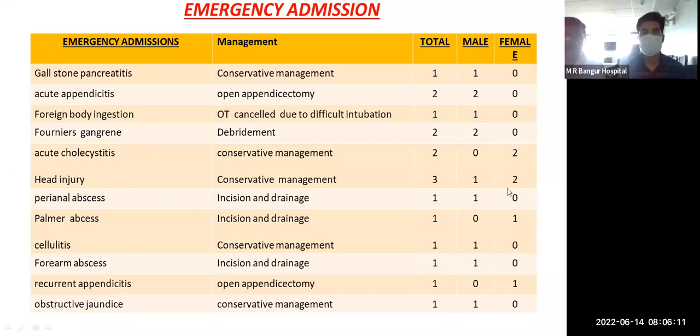3 patients admitted with head injury for which conservative management was done. 1 perineal abscess admitted for which incision and drainage was done, and 1 palmar abscess admitted for which incision and drainage was done. 1 cellulitis admitted for which conservative management was done, and 1 forearm abscess admitted for which incision and drainage was done. 1 recurrent appendicitis for which open appendectomy was done, and 1 obstructive jaundice which was managed conservatively.